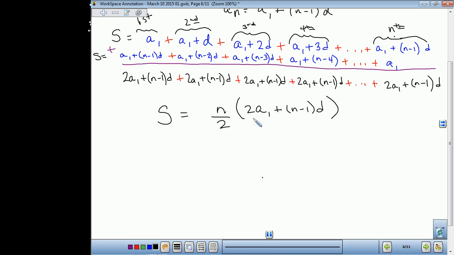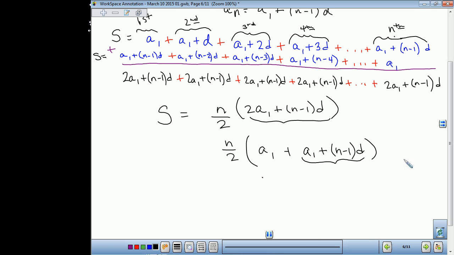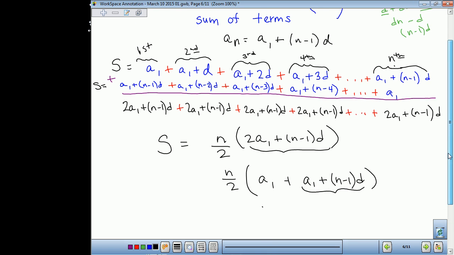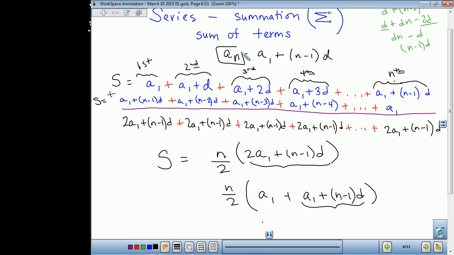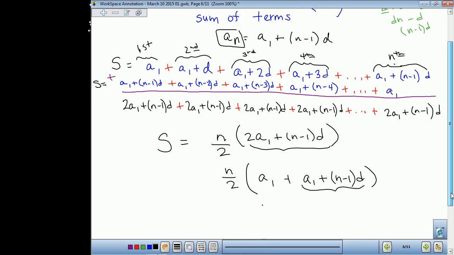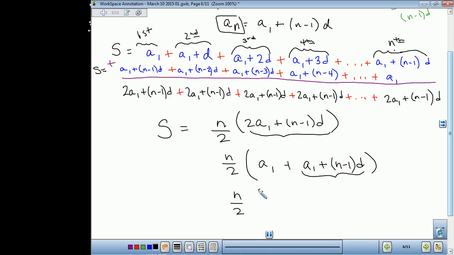But I'm going to dissect this part into what it was every time. Every time it was a sub 1 plus a sub 1, a sub 1 plus a sub 1. What is this? A sub 1 plus a sub n minus 1. That is the same as a sub n. All you do is add it: n divided by 2, times the first term plus the last term.